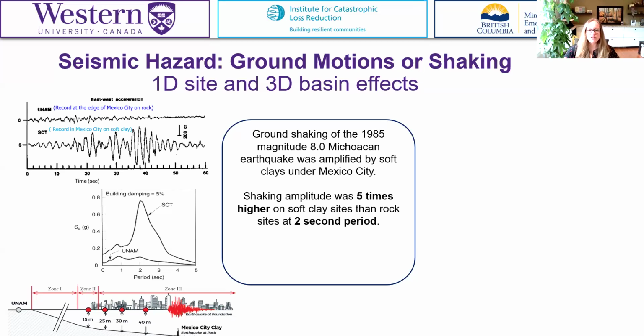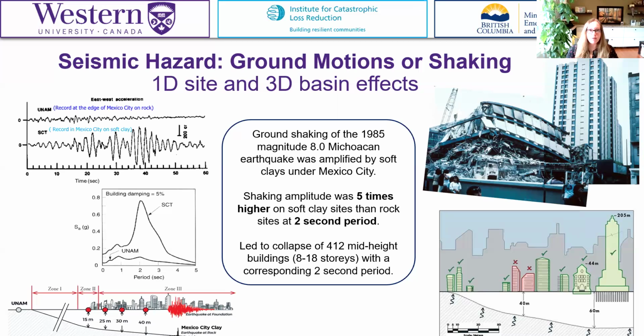And the problem is that particular filtering of the seismic energy by the subsurface ground conditions feeds in amplified motions at a particular period range, but also would resonate with structures that have that same particular natural vibration period. And so in Mexico City, we saw mid-height structures, 8 to 10 stories, predominantly collapse from this shaking event because of the period at which that shaking was being filtered.